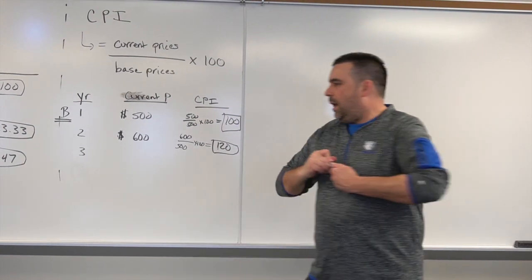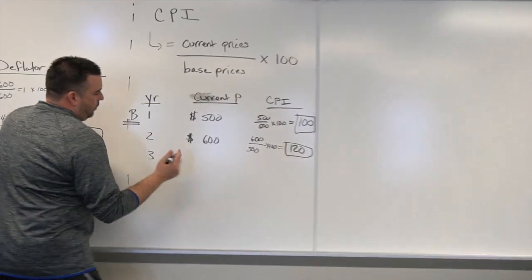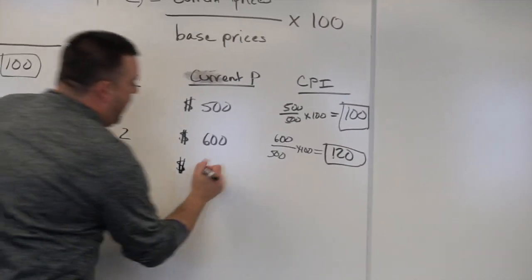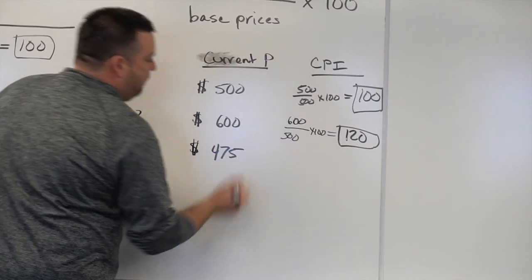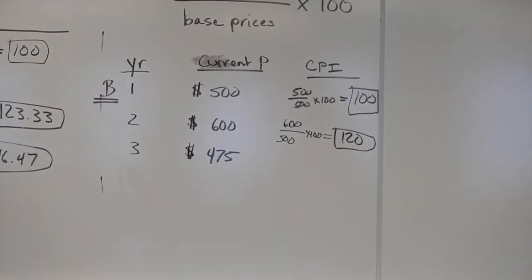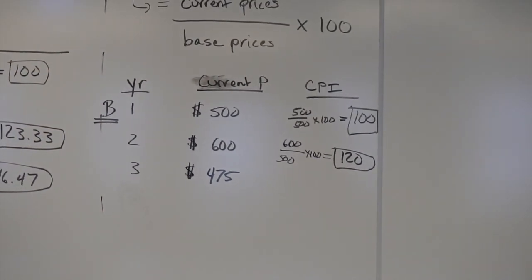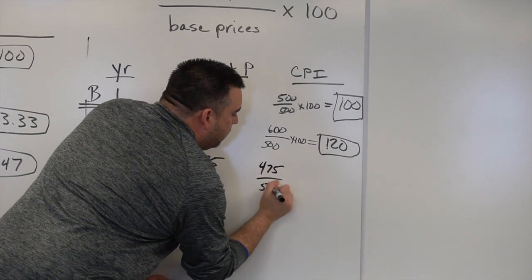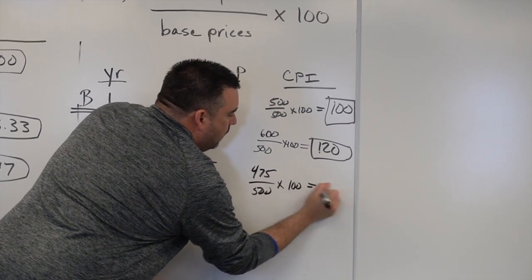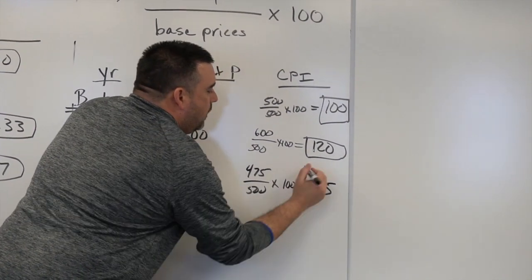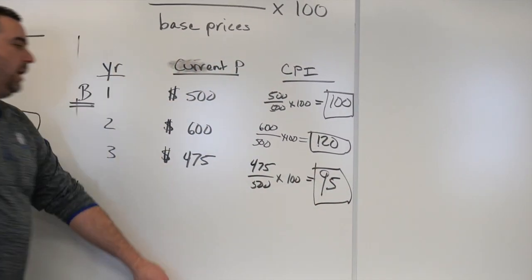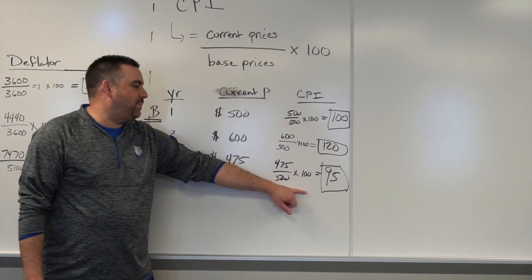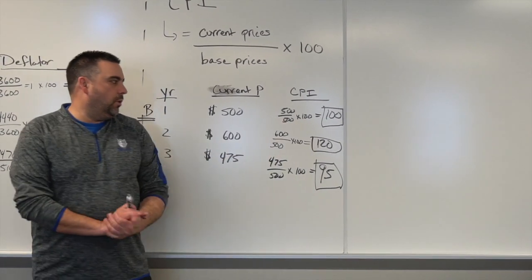And then hypothetically in year 3, let's say I gave you the list, you brought it all back, and we got 475. I would do the same thing here. I would take my 475, put it over 500, and I would get 95 for my CPI value. And again, that's saying that in year 3, prices are 95% of what they were in the base year.